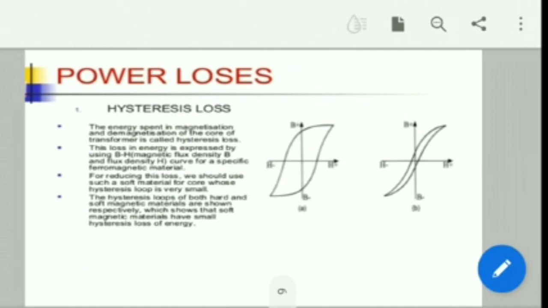Power losses. Hysteresis loss. The energy spent in the magnetization and demagnetization of the core of the transformer is also called hysteresis loss. This loss of energy is experienced using the BH curve, magnetic flux density B and field intensity H, for a specific magnetic material.